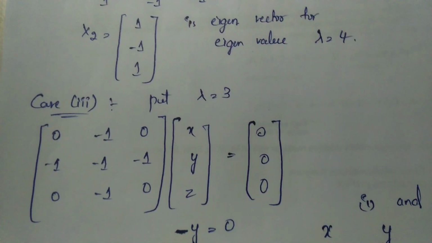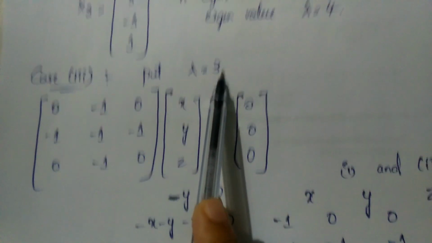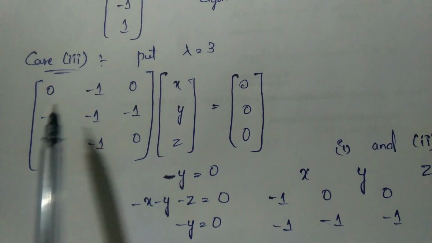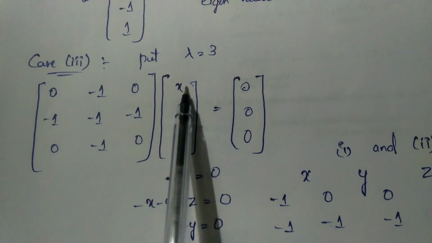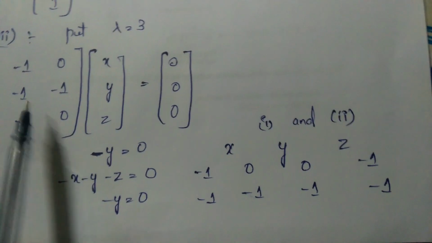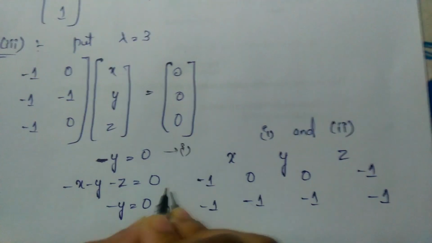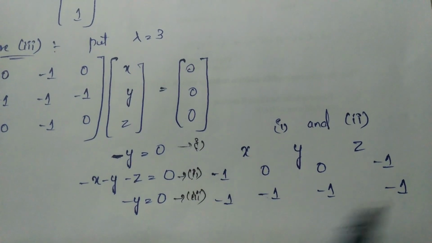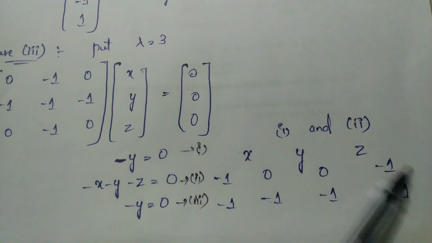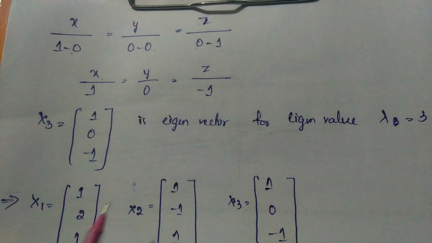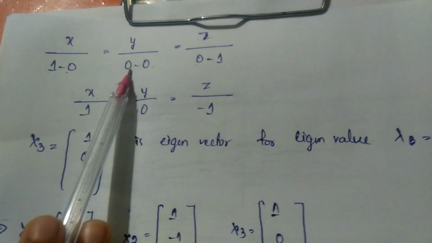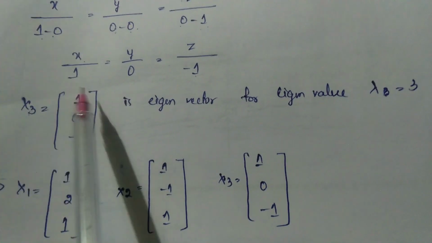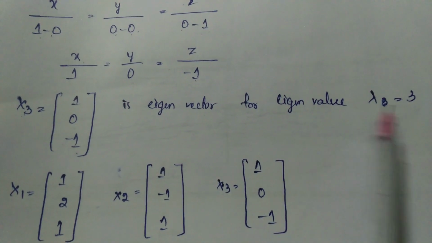Now take case 3, put another eigenvalue, that is lambda equals 3. When we substitute lambda value 3 in the characteristic equation, you get 0, minus 1, 0; minus 1, minus 1, minus 1; 0, minus 1, 0, multiplied by the variable matrix equals the constant matrix. Now write the equations from this matrix. Let them be equations 1, 2 and 3. By solving equations 1 and 2, you get these values: coefficients of y, x and z, and at last again coefficients of y. On solving we get x by (1 minus 0), y by (0 minus 0), z by (0 minus 1), that is x by 1, y by 0, z by minus 1. Then the third eigenvector comes as 1, 0, minus 1. So this is the eigenvector for eigenvalue lambda equals 3.